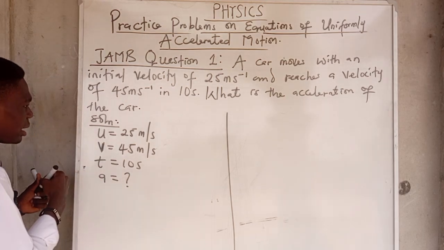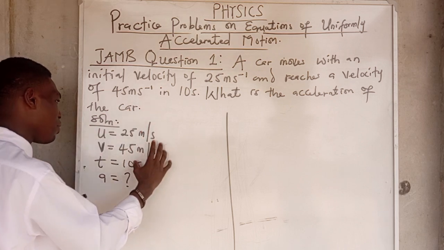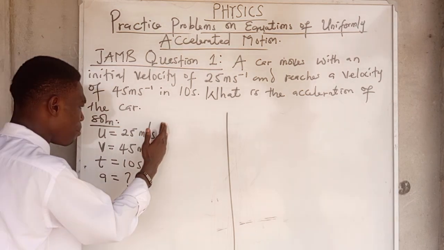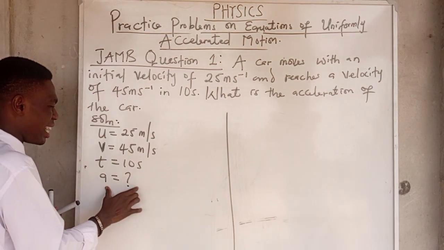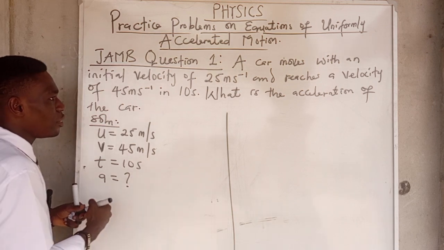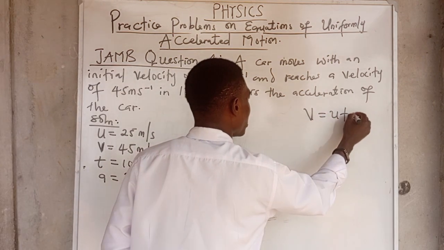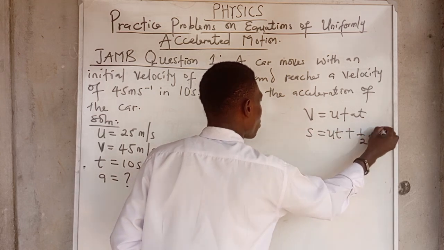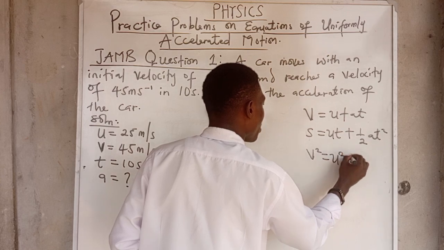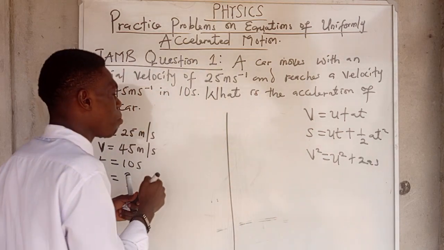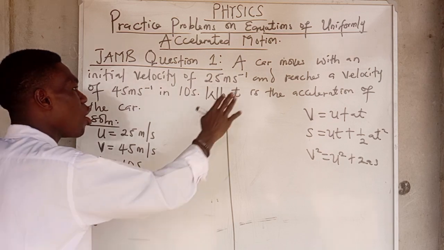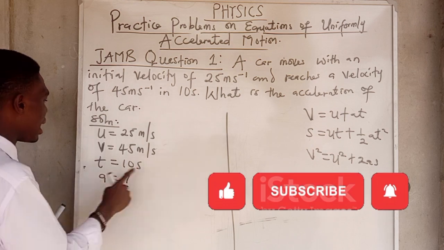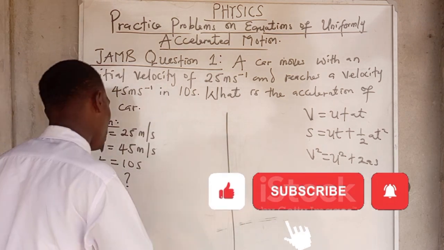Now, have you seen that the parameters given to me are 3, and the one I'm looking for is 1? Are we following now? And so that makes it possible for me to get an equation to use. Now, out of these equations, v is equal to u plus at, s is equal to ut plus half at squared, and then v squared is equal to u squared plus 2as. Which one can we possibly use? It is the one that actually has all of these parameters. You can see that the first one has v, it has u, it has a, it has t, and so that's the appropriate equation to use.